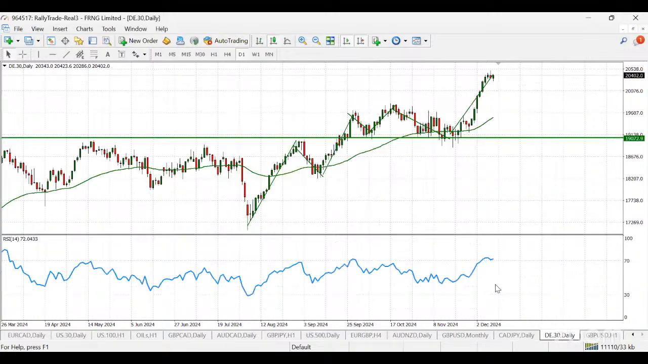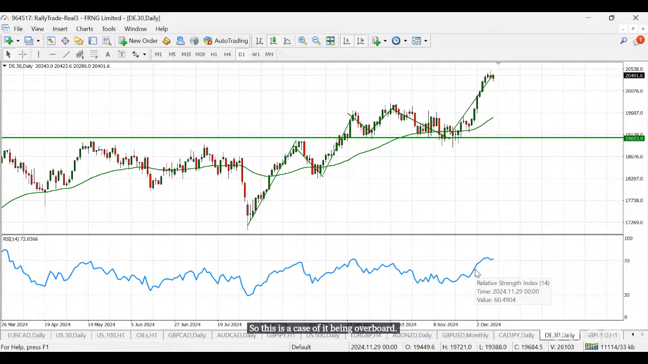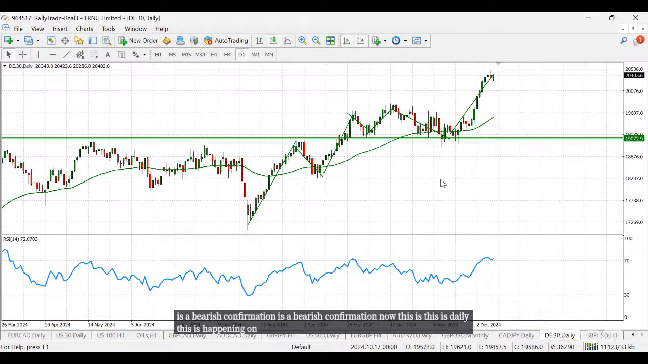Okay, now see this. This is a typical example of the RSI trading above the 70 level. You see, trading above the 70 level. So this is a case of it being overbought. So what we now need to see is a bearish confirmation. Now, this is daily. This is happening on the daily time frame.